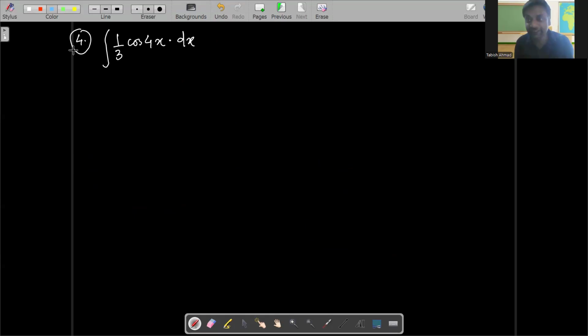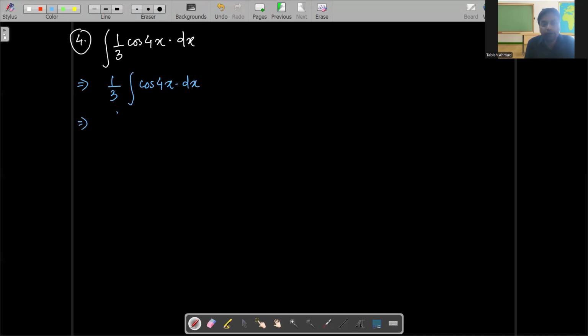So I will be doing this here. Don't worry. Again, you can take 4x as t and you will be doing everything. I will do both the methods here again, okay? But you see, directly if I do it, 1 by 3 is a constant, so it will come out. So integration of cos 4x dx, okay?